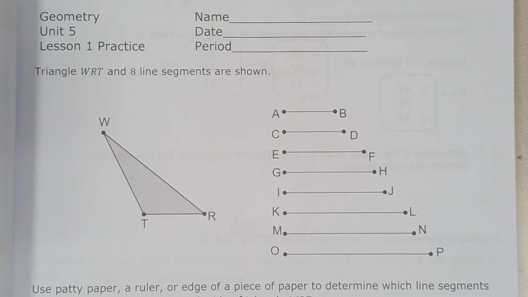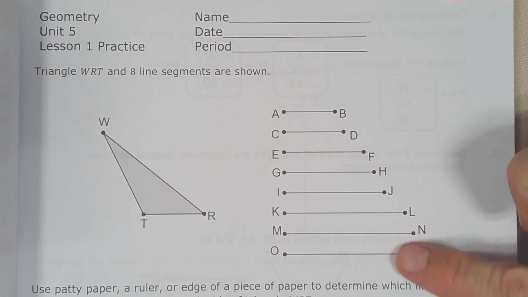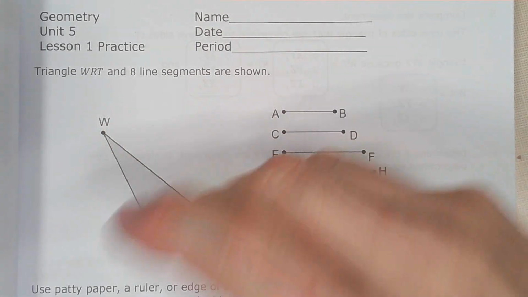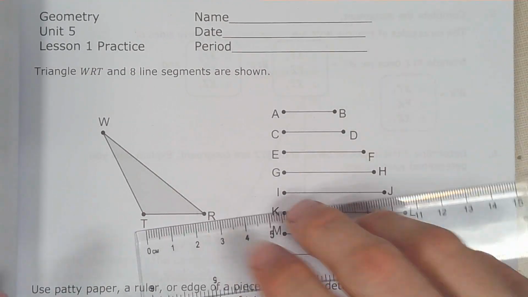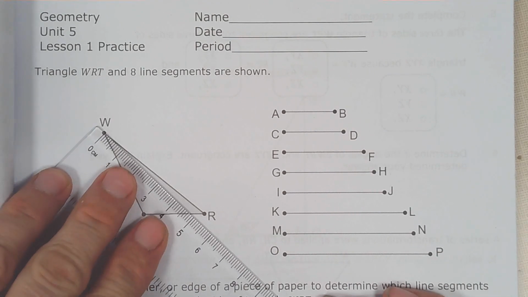All right, so here is practice lesson 5.1. It's all about side, side, side angle congruence. And the first thing is to figure out what length of these are used in this triangle. I'm going to use a ruler instead of patty paper because I like rulers instead. Right, so I'm going to use this one.